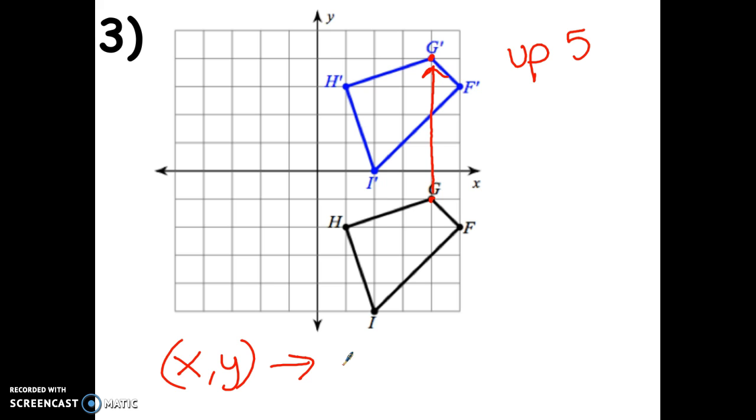Okay, we know that up and down is the Y value, so we're just going to write our X. Up 5 means plus 5, so that would be Y plus 5.